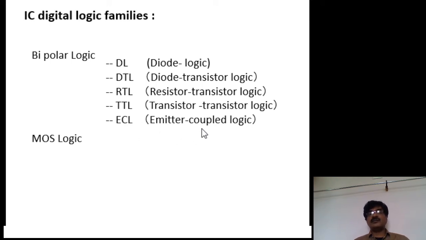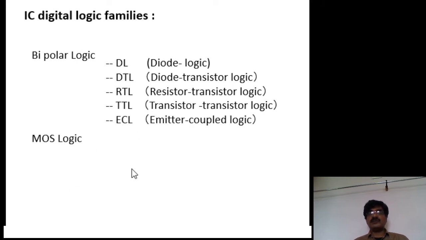So based on the type of components used, the different bipolar logic families are: diode logic, DTL, that is diode transistor logic, RTL, resistor transistor logic, TTL, and then ECL, that is emitter coupled logic.